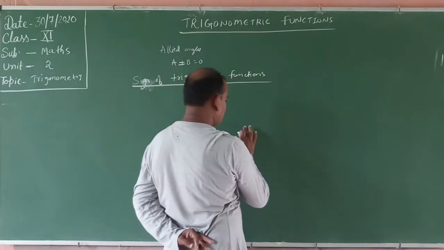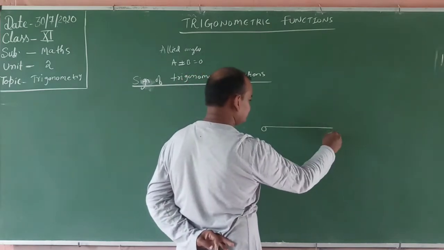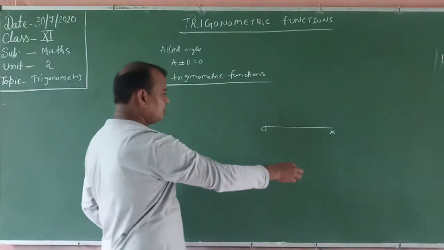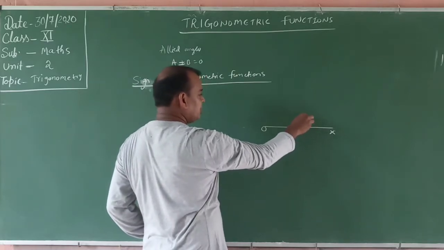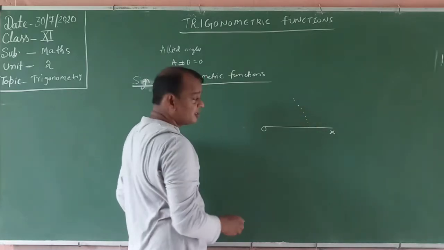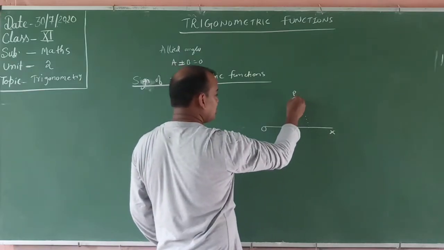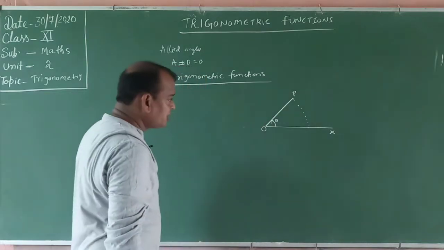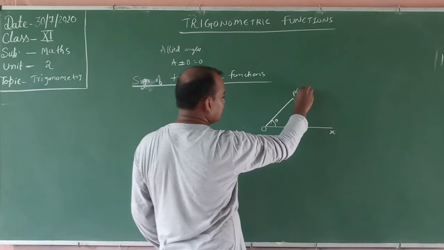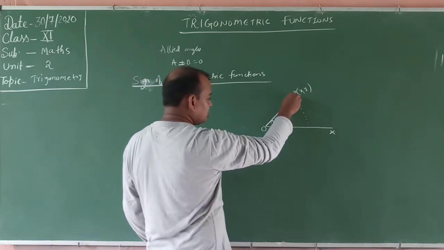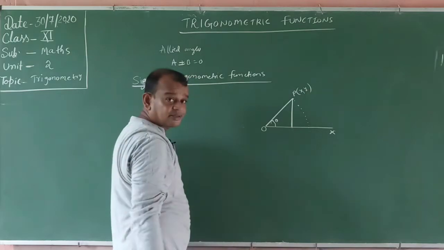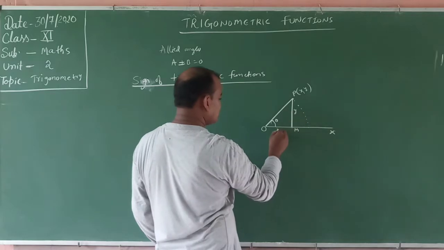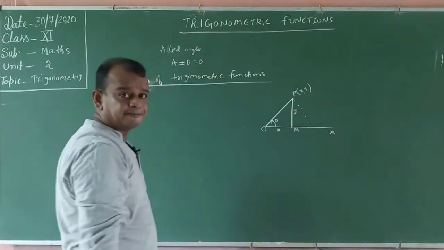Suppose this is OX, the initial line, rotated through some angle in the anti-clockwise direction. From here, this point is P, and joining it, this angle is theta. Suppose this is P(x, y). Draw the perpendicular from P to the x axis, that is PM. This is y, this is x, and the base is x.